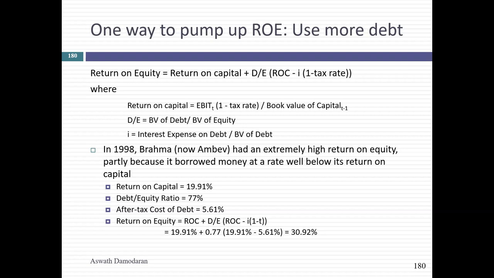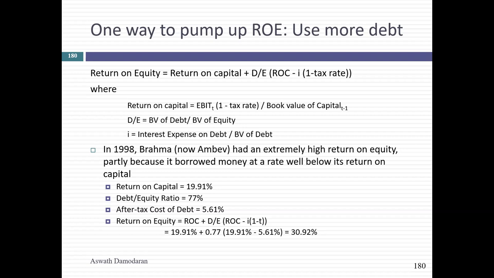For every dollar of equity, they borrowed 77 cents. Their debt to equity ratio was 0.77. So they're heavy users of debt. And on that debt, they were paying an after-tax cost of 5.61%. Let's see what they're doing. They're borrowing money at 5.61%, investing in a project making 19.91%. That difference of 14.3% goes to the equity investors. That's a great attraction of borrowing money.